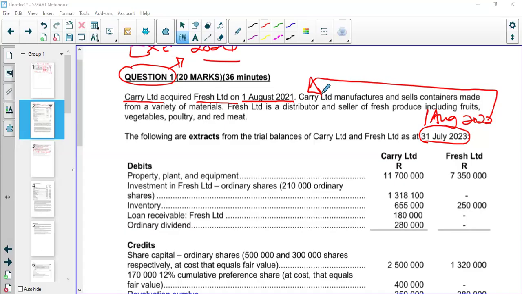So whenever you come across a question, you must make sure that your dates, your timeline is correct, because sometimes there is an acquisition that occurs during the year. And that means that some profit for the current year before acquisition should be calculated and added to retained earnings. So that's why we need to pay attention to that at all times.